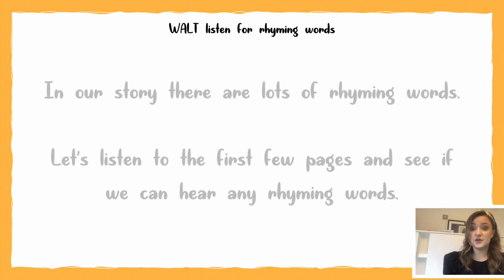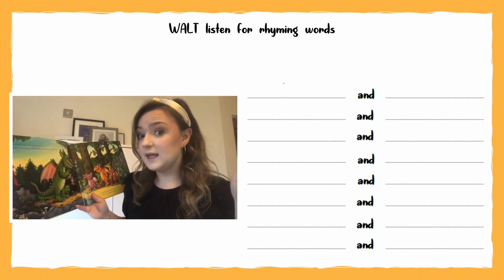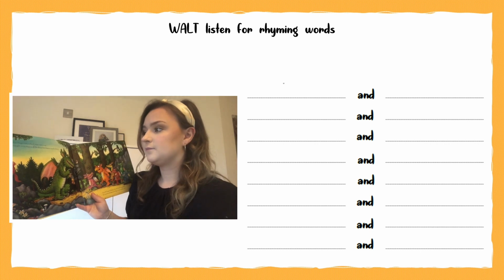Now in our story Zog, there are lots and lots of rhyming words. So let's have a go at a little activity. We're going to listen to the first few pages, and any time you think you hear some rhyming words, I want you to put your hands on your head, and then we're going to have a think and write those ones down, okay? Are you ready? Right, get your rhyming ears ready. Make sure you're listening out for any rhyming words.